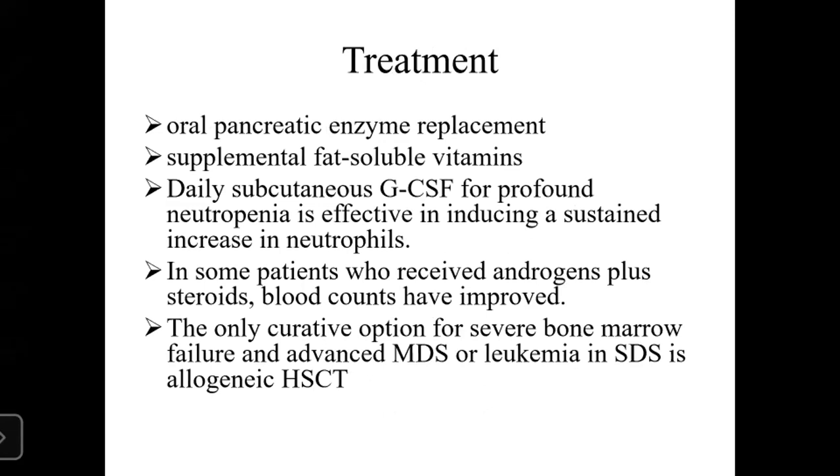We might need granulocyte colony stimulating factor for neutropenia in some patients who receive androgen. So androgen and steroids can also be given in this. Another is hematopoietic stem cell transplantation, which is the ultimate cure. Now coming to acquired pancytopenia, I covered the two most important, Fanconi anemia and Shwachman-Diamond syndrome, the most common causes of pancytopenia or aplastic anemia. This is very much needed.